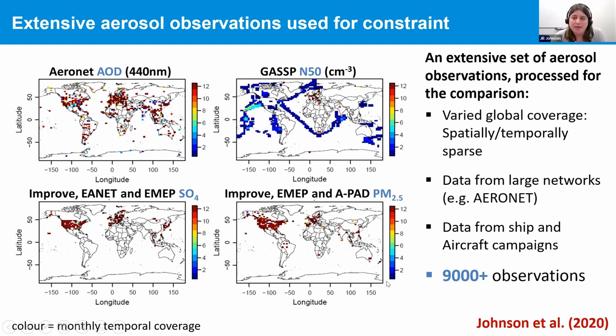We have data spatially and temporally from large networks, mostly concentrated over the Northern Hemisphere. And also data from ship and aircraft campaigns, and that's where we tend to have lower temporal coverage. But in total, we had over 9,000 gridded observations that we used in the study to compare to the model.